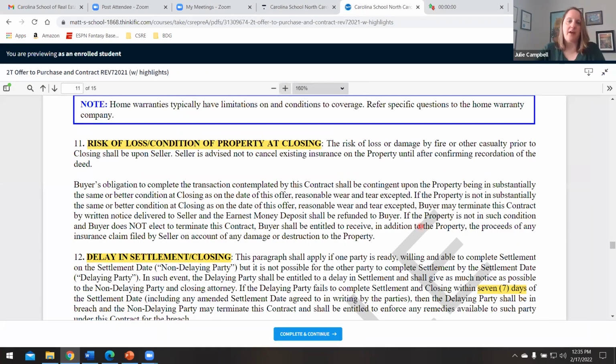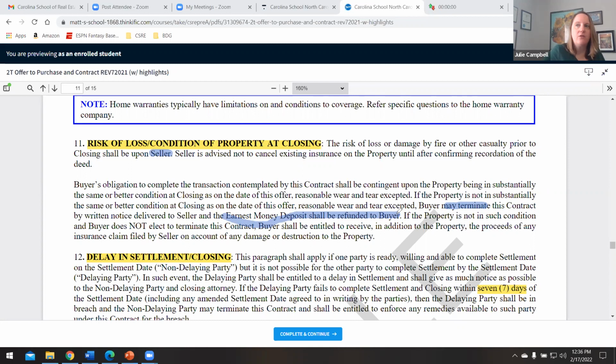The current will always be in Learn Test Pass. The risk of loss provision says the risk of loss or damage by fire or other casualty prior to closing shall be upon who? The seller. Sellers are advised not to cancel existing insurance on the property until after confirming recordation of the deed. Then it goes on to say buyer's obligation to complete this transaction shall be contingent upon the property being in substantially the same or better condition at closing as on the date of this offer, reasonable wear and tear excepted. If the property is not in the same or better condition, buyer may terminate this contract by written notice delivered to the seller, and the buyer will get their earnest money back.